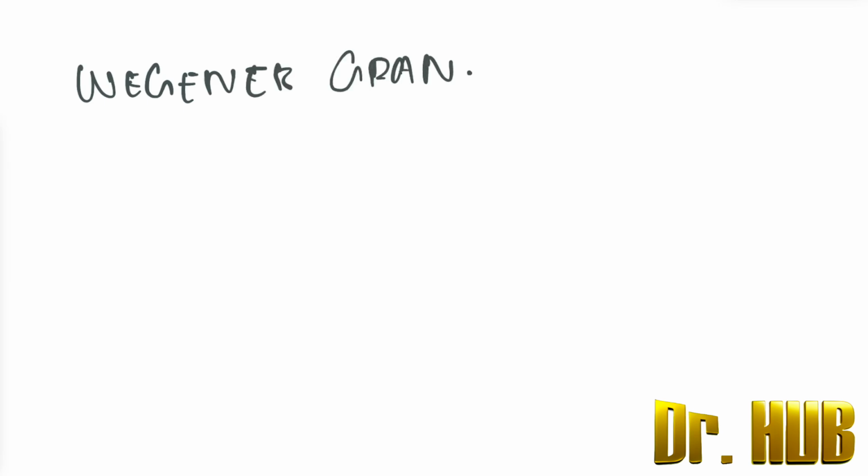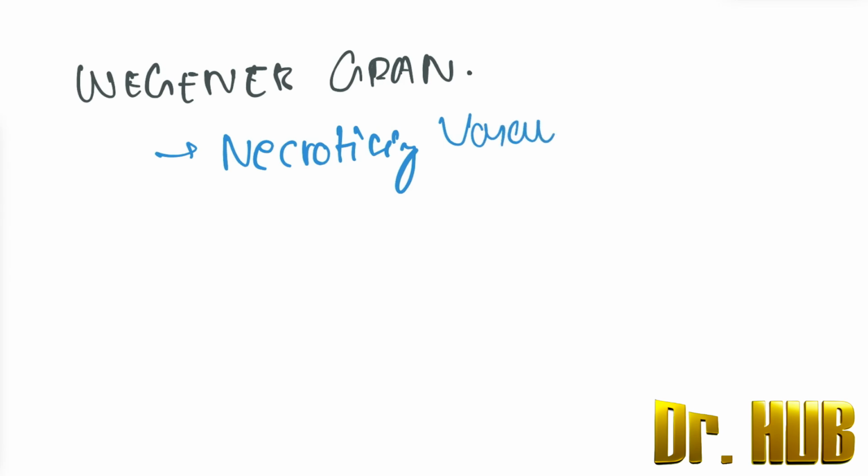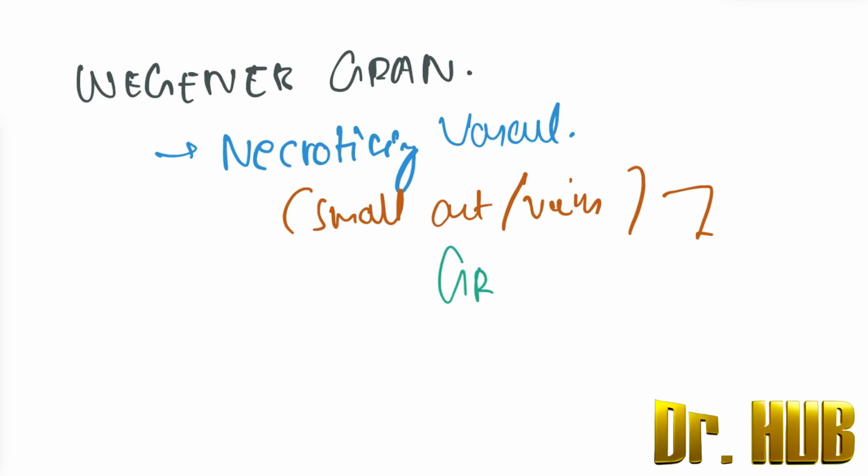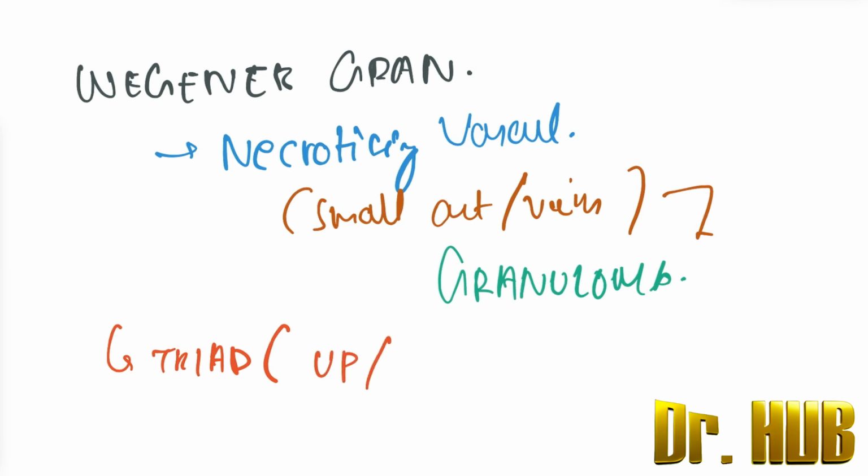Granulomatosis with polyangiitis, previously known as Wegener granulomatosis, is a necrotizing vasculitis of the small arteries and the veins, along with granuloma formation. It presents with a triad of upper and lower respiratory tract involvement, and glomerulonephritis.